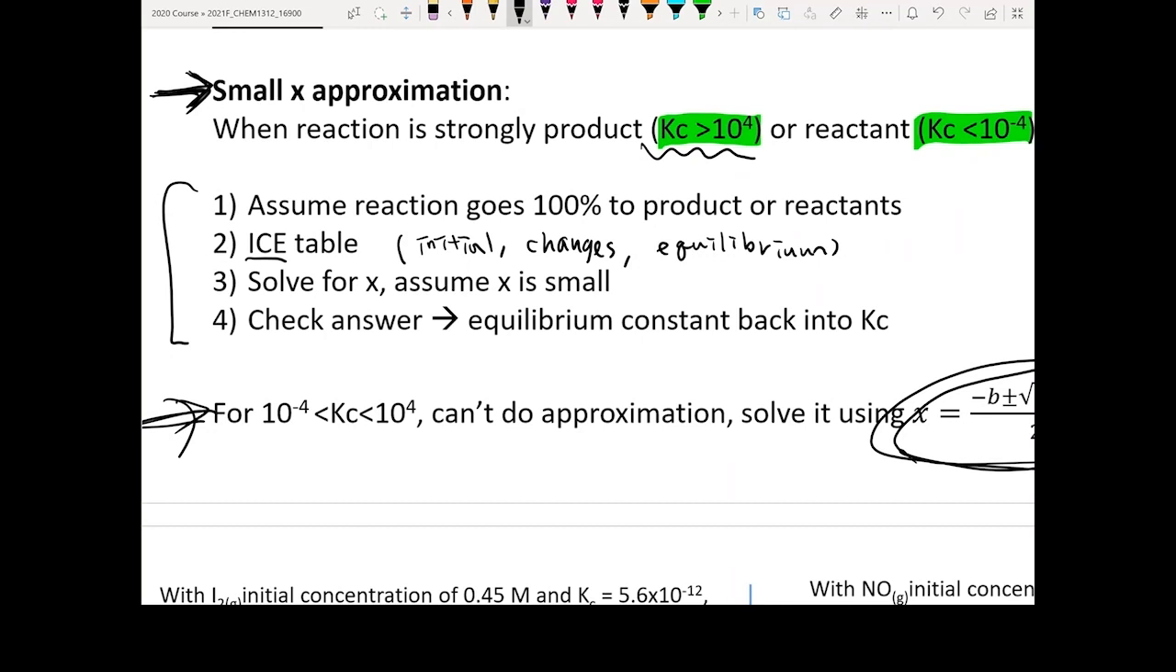So once you do this, you can apply your small x approximation to solve for the x. And once you solve the concentration of each species, you can go back and check whether the equilibrium constant you calculate does agree with the equilibrium constant given in the question. If it does, then you are all set. Okay, you know you have done things properly.